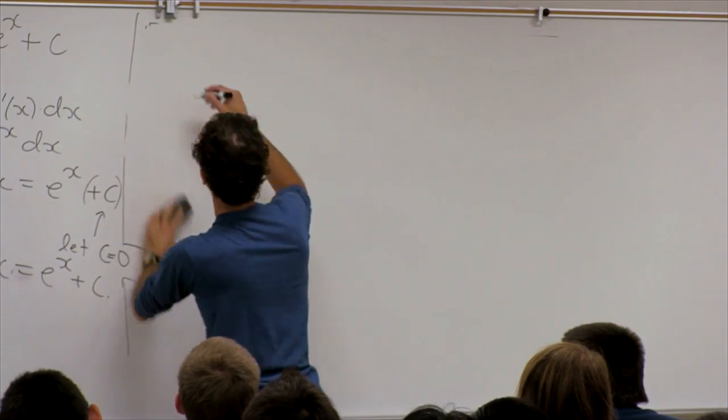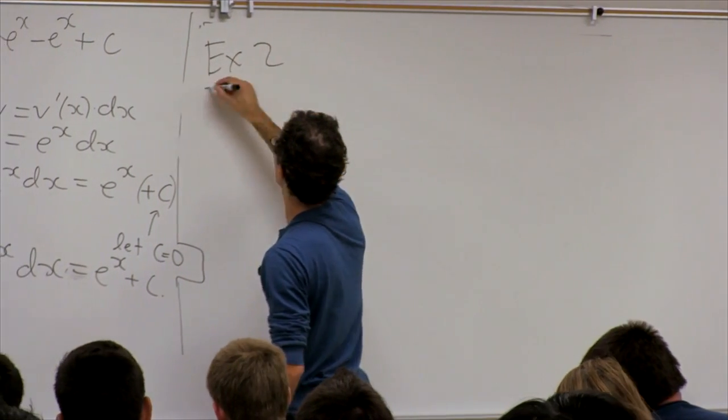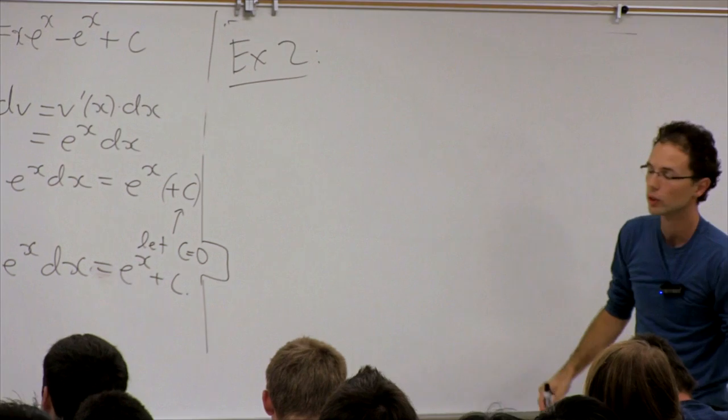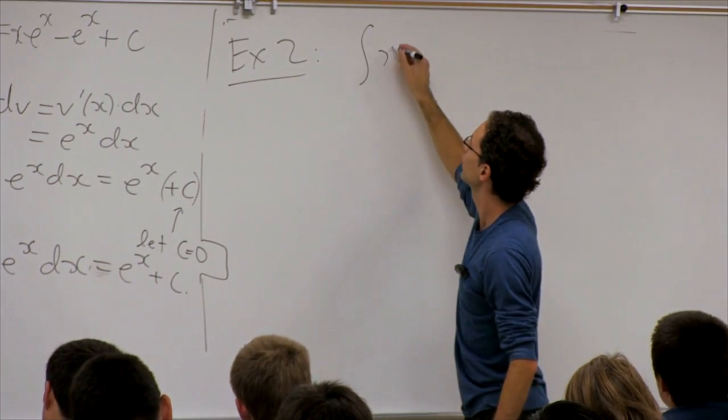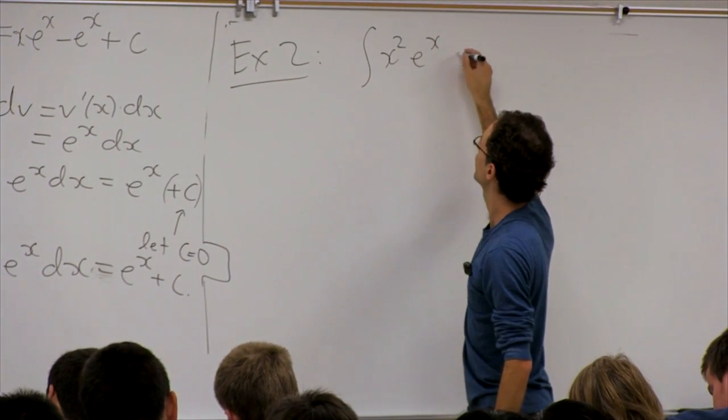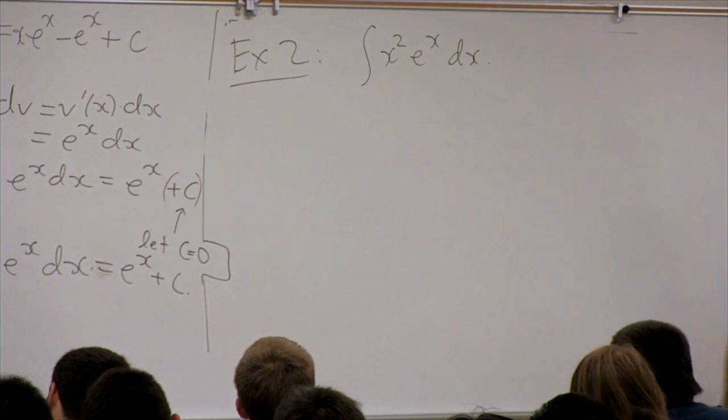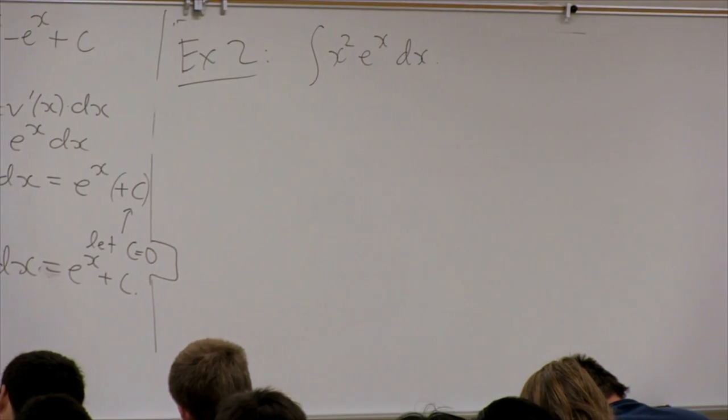So this will be my example 2. Let's integrate x squared times e to the x dx. Let's try and figure this one out.